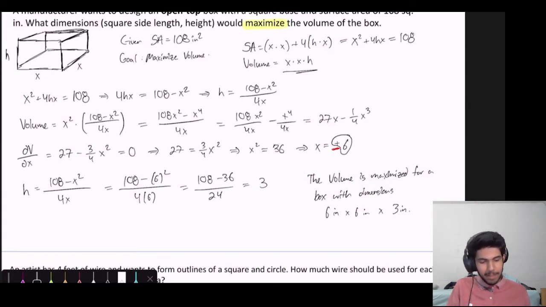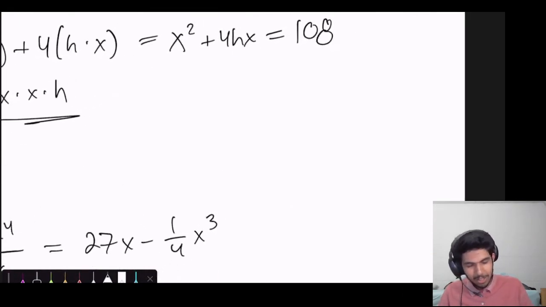So let's do it. Let's just do it. We just need to find one other possible value for x and h, and if that is less, then we know we found a maximum, and if the volume turns out to be greater, then we know we found a minimum and something went wrong. So let's just zoom in here.